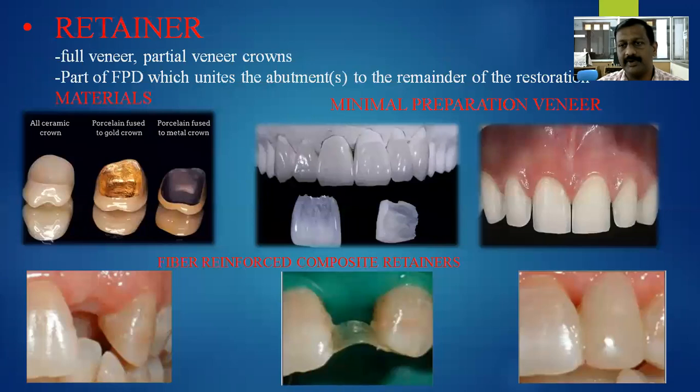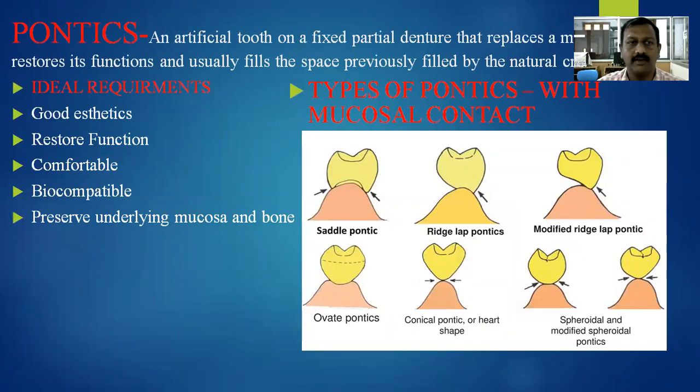Depending on minimal preparation, there is the veneer, where only a limited portion, that is the labial surface of the tooth, will be prepared, and then we place a veneer. The third type of retainer is fiber reinforced composite. Here the abutment tooth will be supported with a fiber network. Then on top of that, the composite will be added, and in the third picture you can see the tooth built up so that the missing tooth can be supported or recreated.